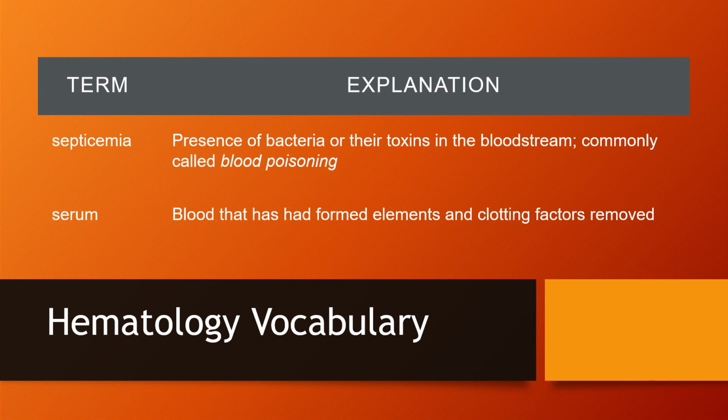Septicemia is the presence of bacteria or the toxins from the bacteria in the bloodstream. It's commonly called blood poisoning. And serum is blood that has the formed elements and clotting factors removed.